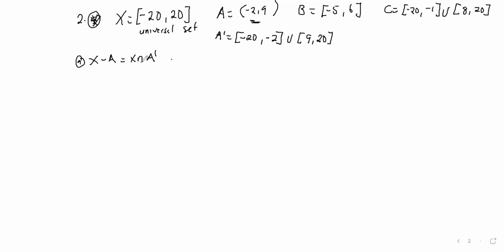Okay? So now we're going to have [-20, 20] intersection [-20, -2] union [9, 20].